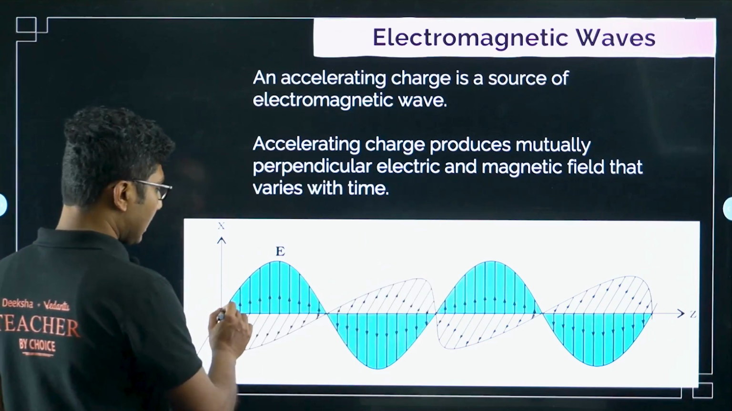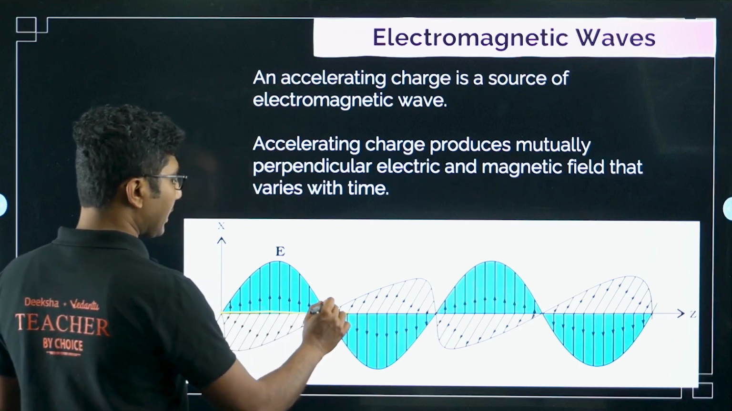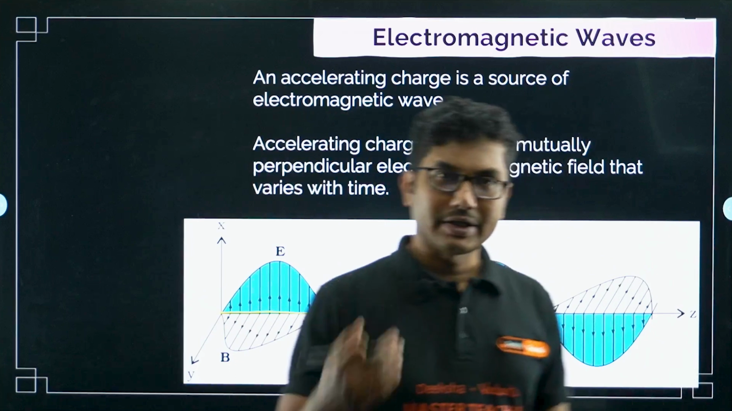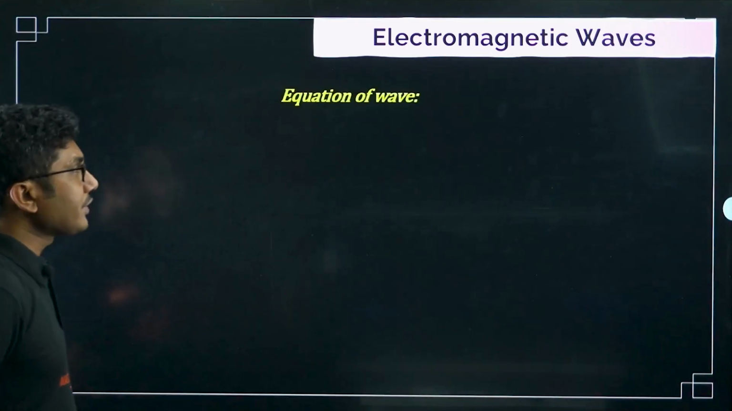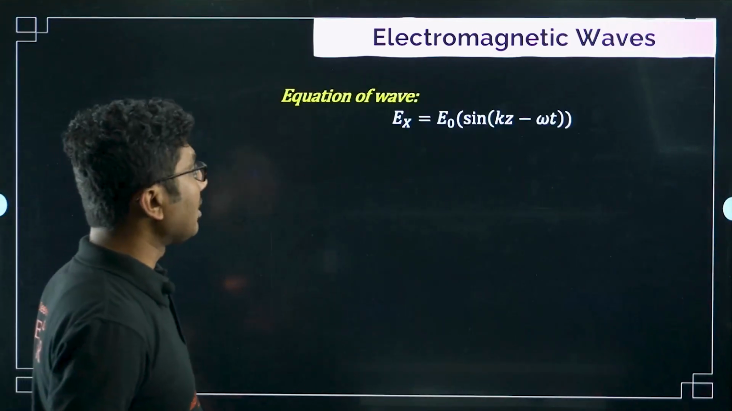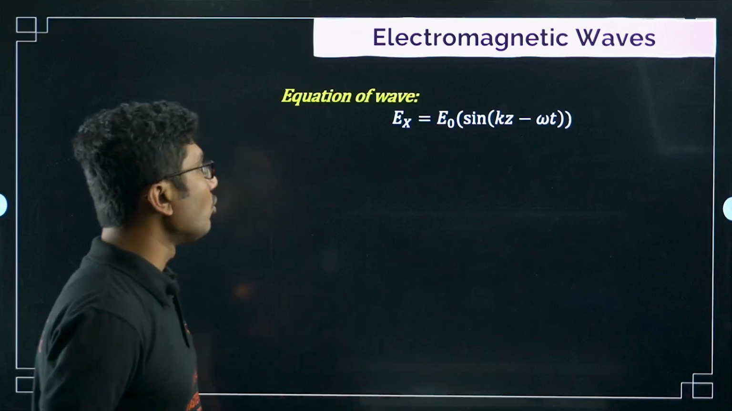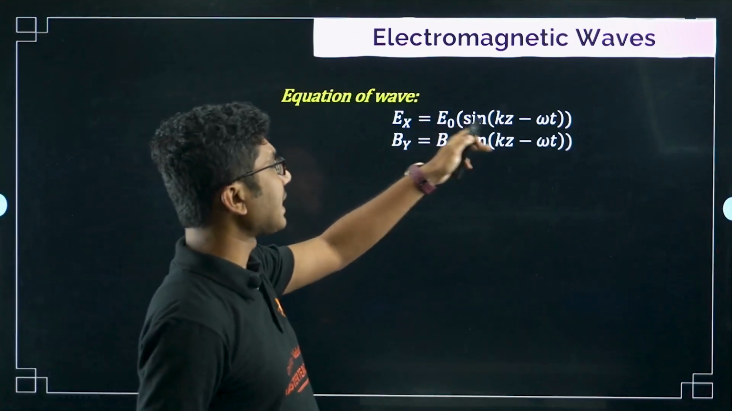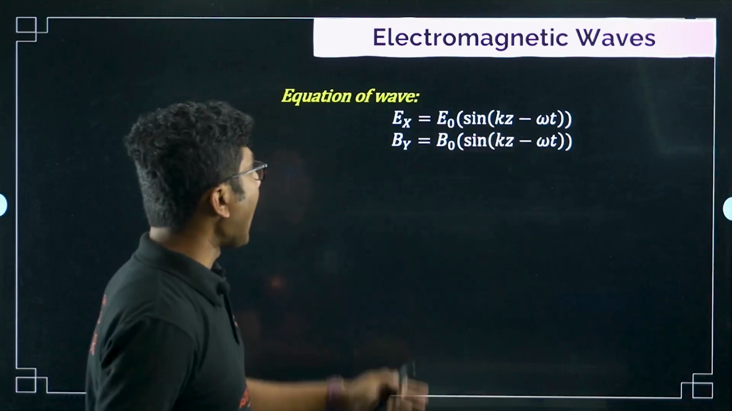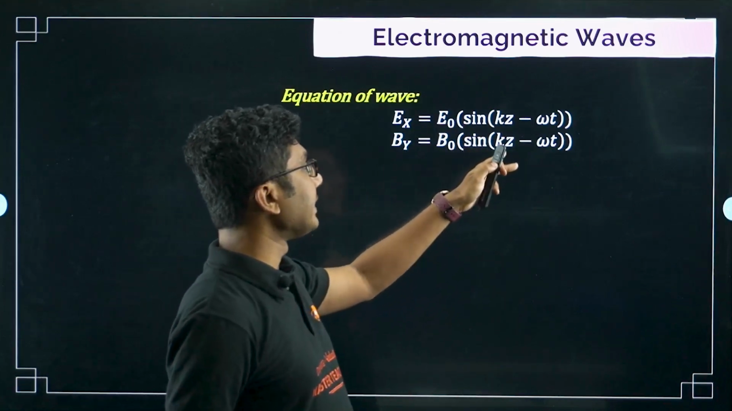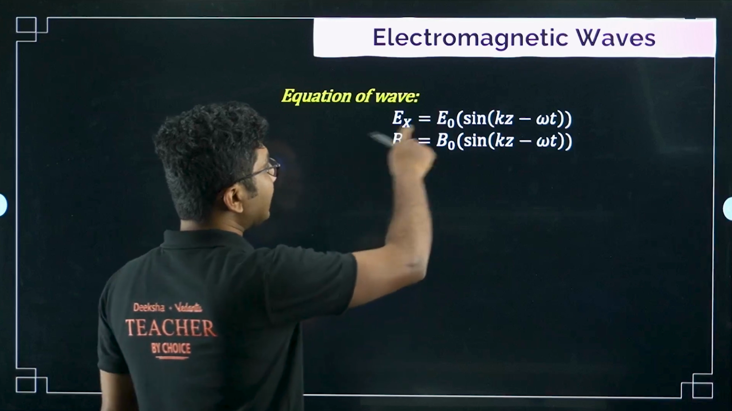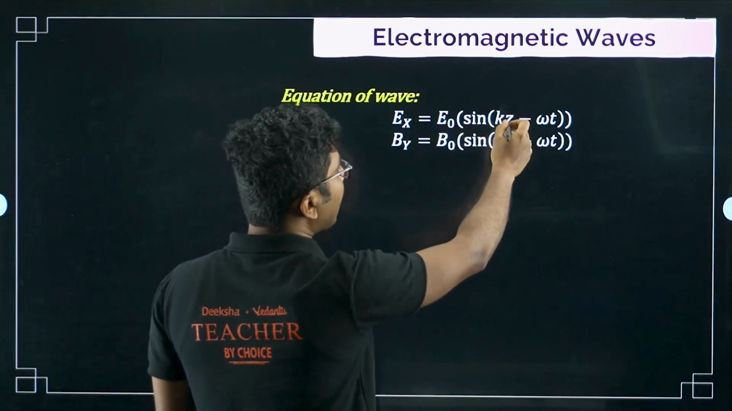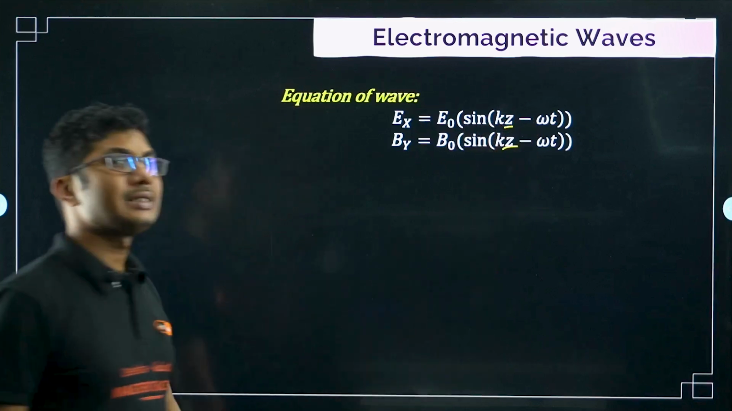The general direction is basically that the electromagnetic wave will propagate in the mutually perpendicular direction of the electric and magnetic fields. Now, the equation of the electromagnetic wave that we are talking about: electric field and magnetic field are both time varying, both are propagating. Ex is E naught sin(kz minus omega t), and By is B naught sin(kz minus omega t). So this is changing along the x direction and this is changing along the y direction, but the common direction of propagation is along the z direction.